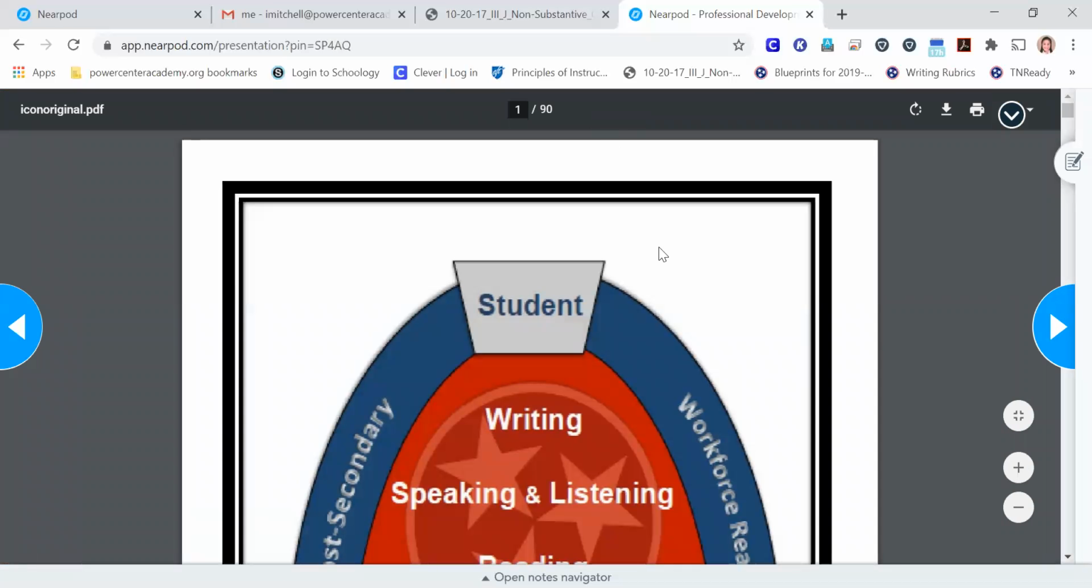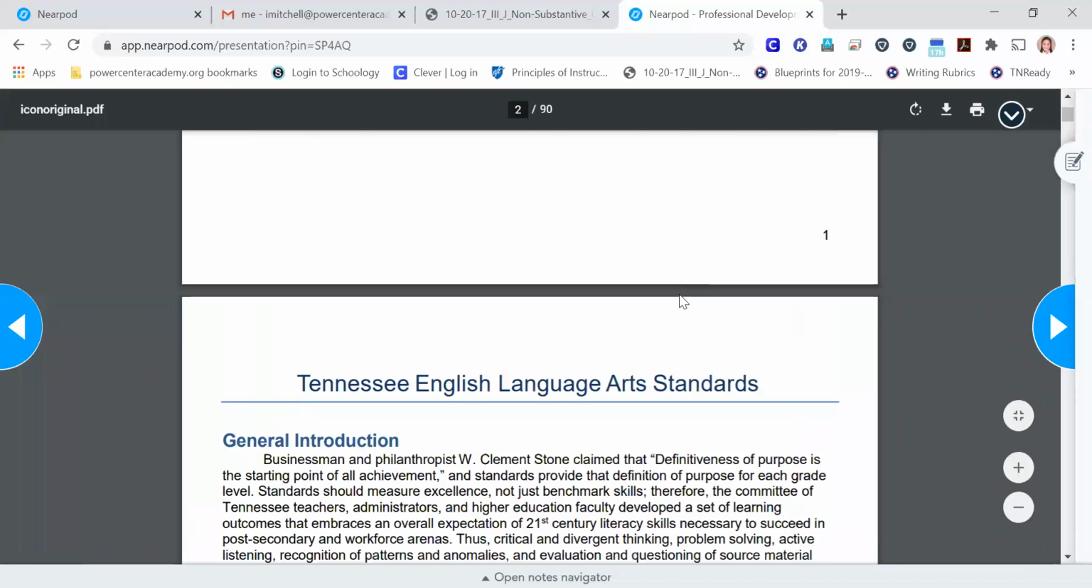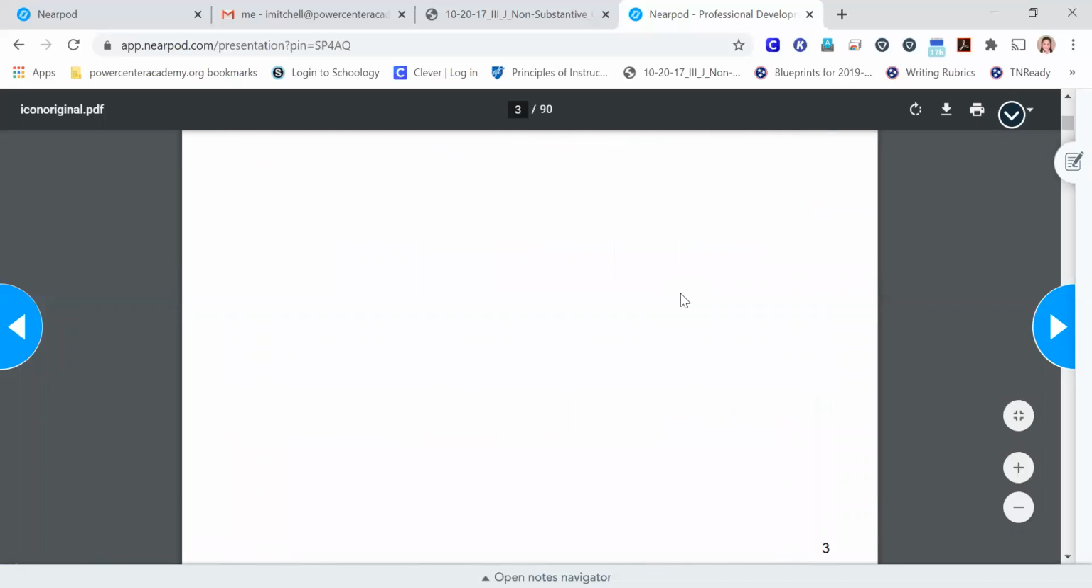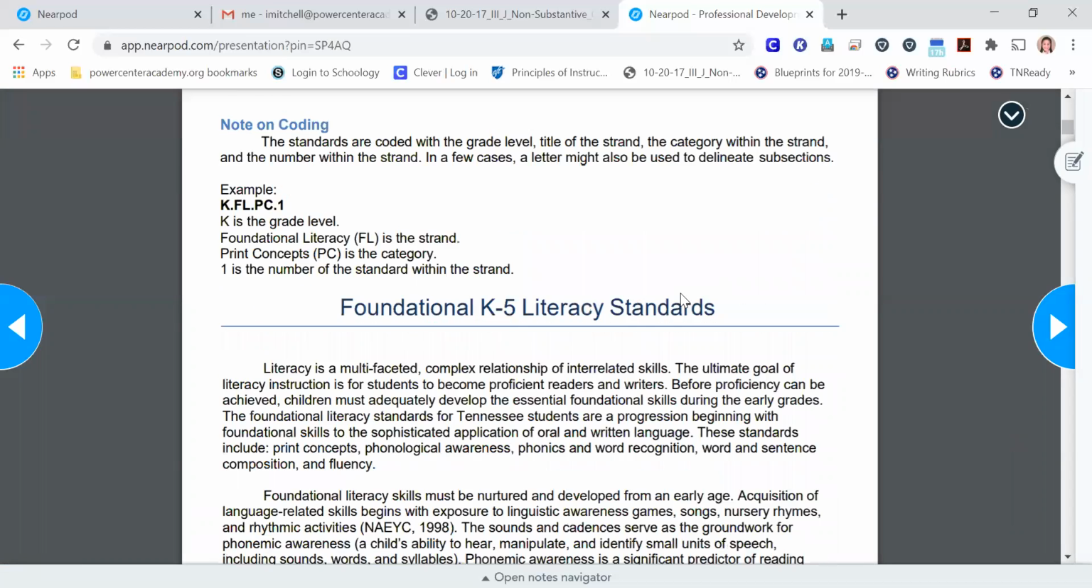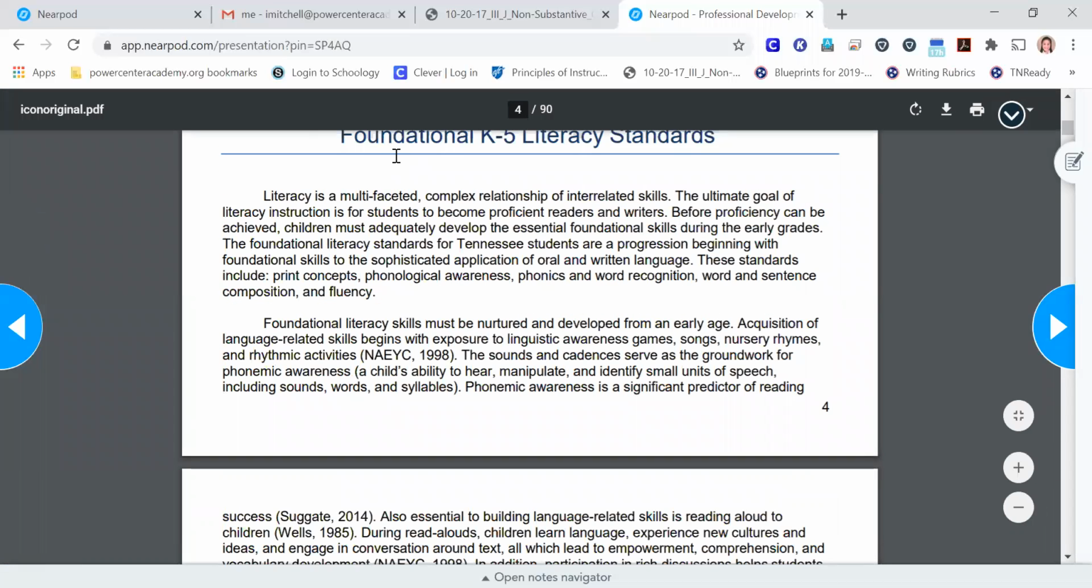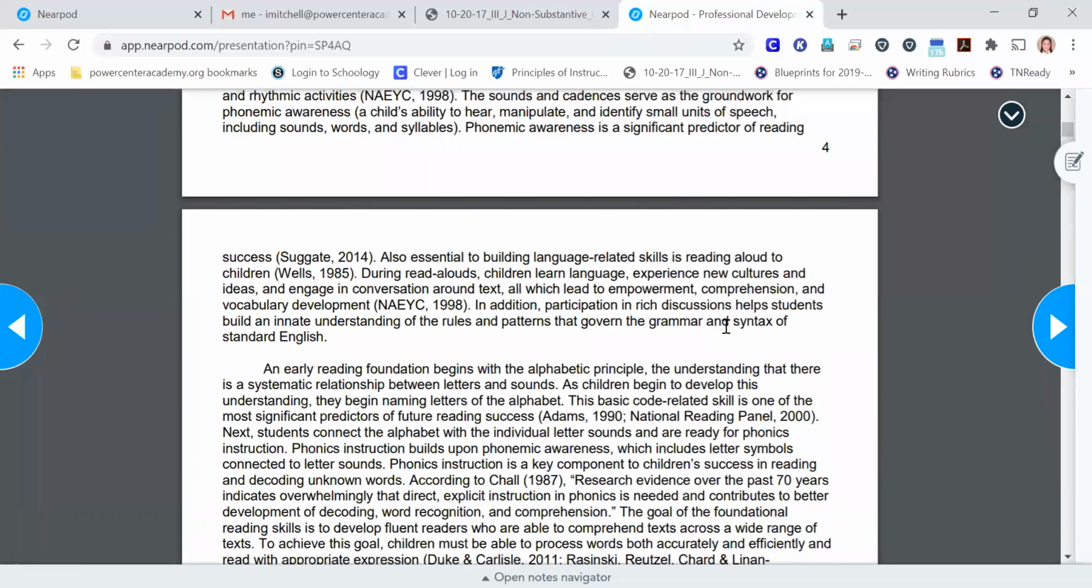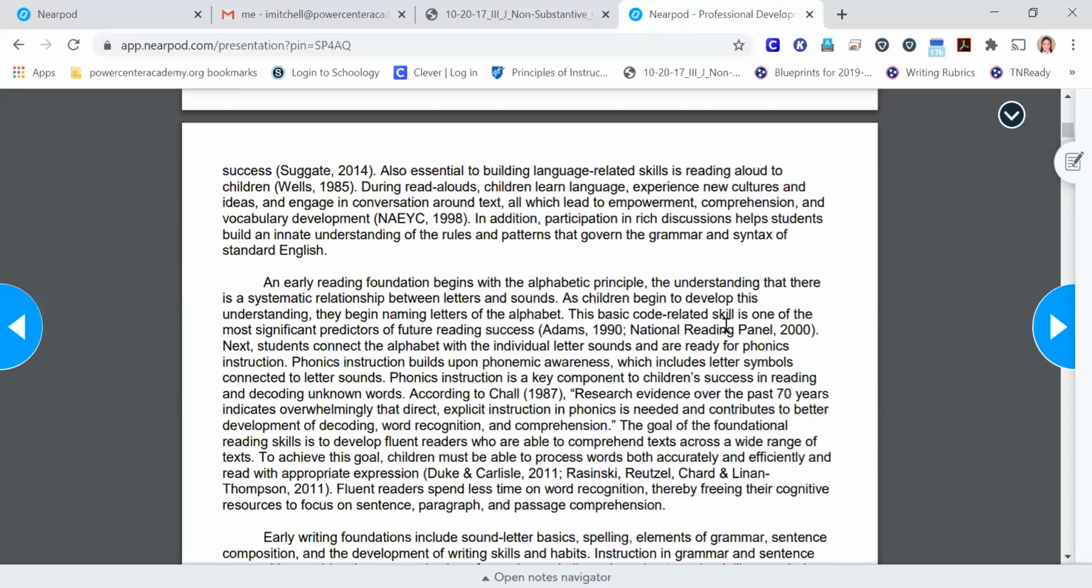Now, take a moment and download our Tennessee State Standards, and you want to focus in for a moment on the foundational K-5 literacy strands and read pages 4 through 6. What takeaways have you identified in the text?